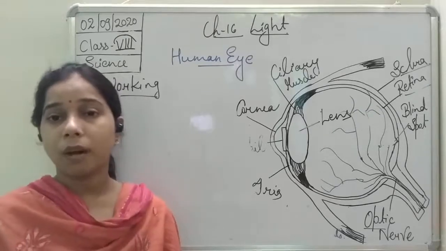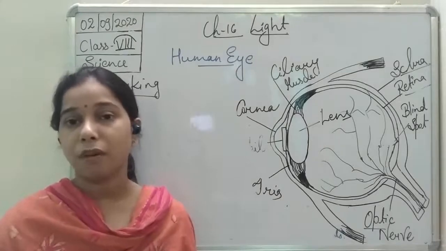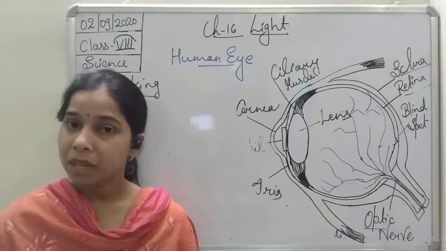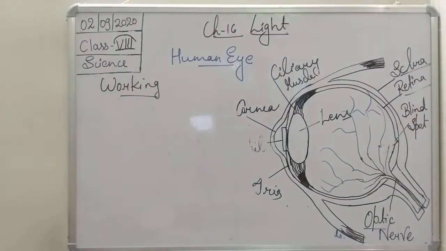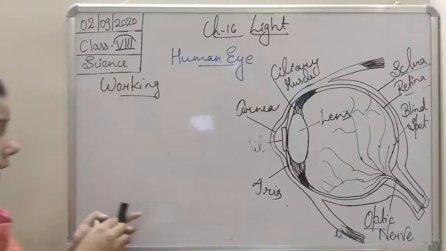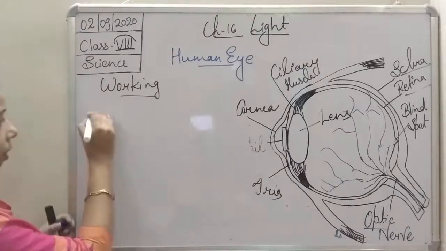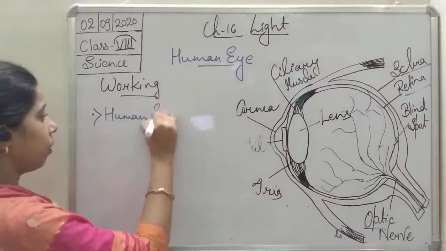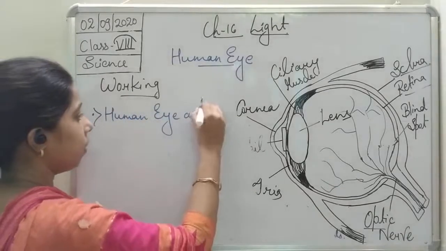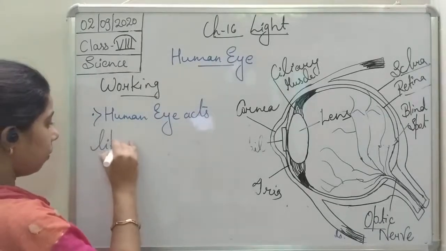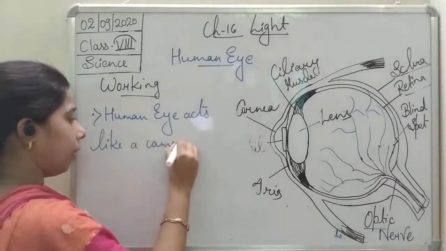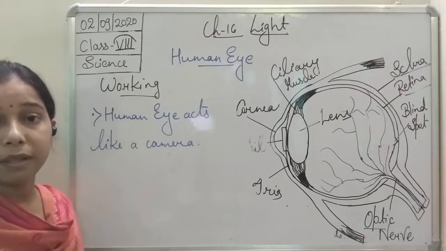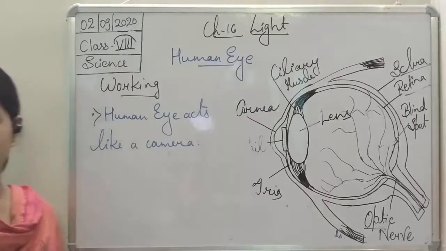So this is how the image is formed and how our human eye works. Let us write one by one each and everything, students. The human eye acts like a camera. What does that mean? It always forms a real, inverted and highly diminished image.